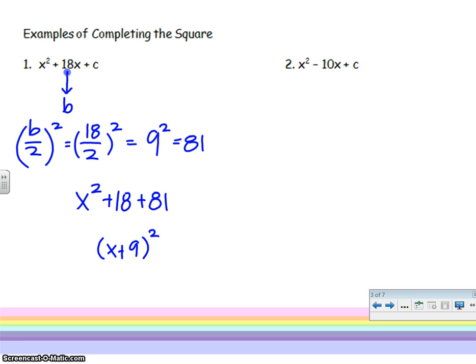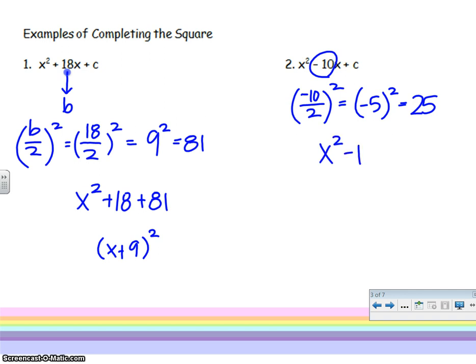We have x squared minus 10x, and so our b value is negative 10. So we'll do negative 10 divided by 2 and square that. So negative 5 squared will be positive 25. Our perfect square trinomial will be x squared minus 10x plus 25. You can tell it's Friday afternoon, my goodness. So x minus 5 quantity squared.